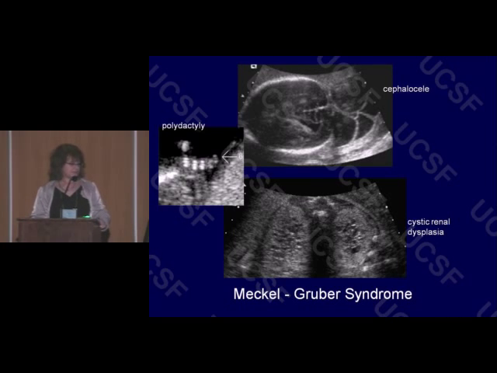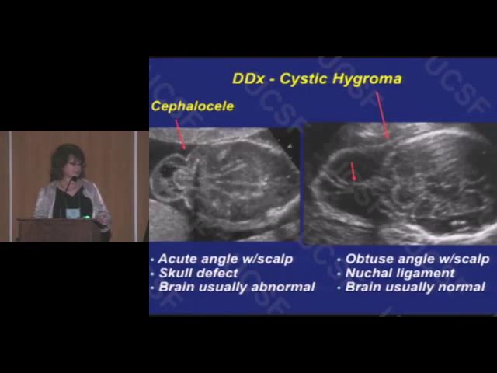Here is the abnormal brain findings with a calvarial defect and herniated material, big echogenic kidneys with tiny cysts and polydactyly, and this constellation characteristic for Meckel-Gruber syndrome. One of the hardest things can be to distinguish a cephalocele from a cystic hygroma, so I want you to see them side by side.